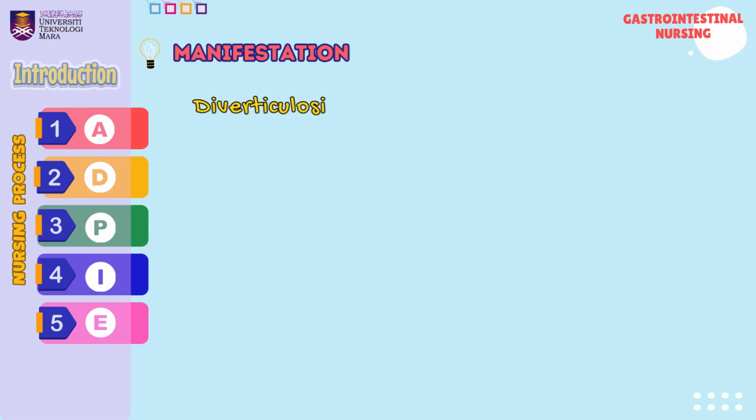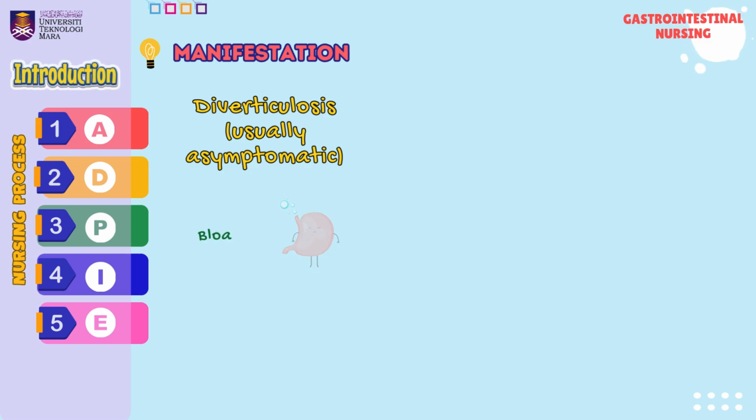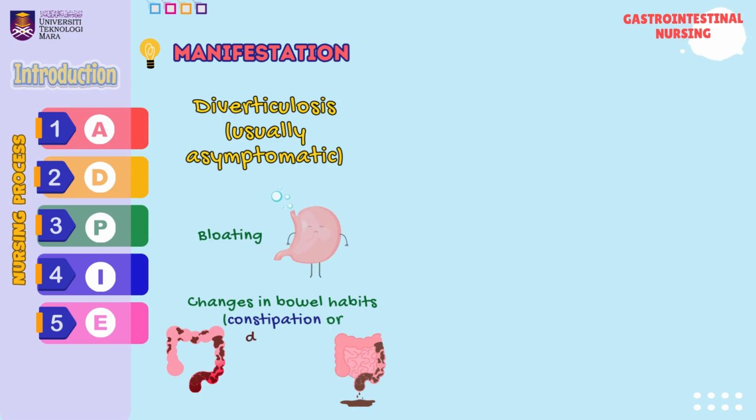Diverticulosis often doesn't cause any symptoms. Most people don't even know they have it. But when symptoms do appear, they may include bloating and changes in bowel habits, such as constipation or diarrhea. When diverticula become inflamed or infected, the condition progresses to diverticulitis. This is when symptoms become more noticeable.